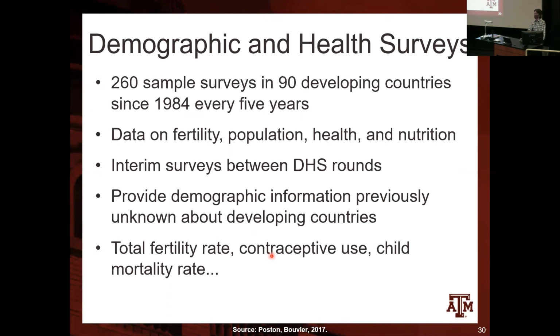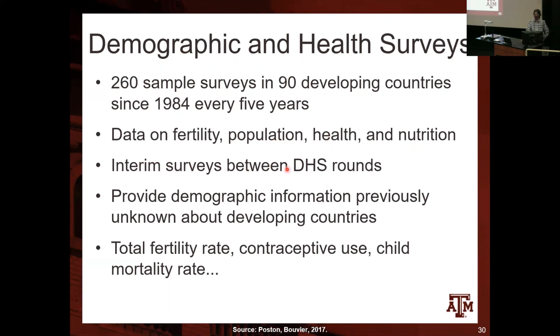Developing countries usually don't have enough money to have their own censuses on a regular basis or household surveys like the American Community Survey. Some international institutions organize the Demographic and Health Surveys. These are surveys collected in developing countries since 1984, and a total of 260 sample surveys were already collected in 90 developing countries. These surveys focus more on fertility, population, health, reproductive health, nutrition, and also mortality.